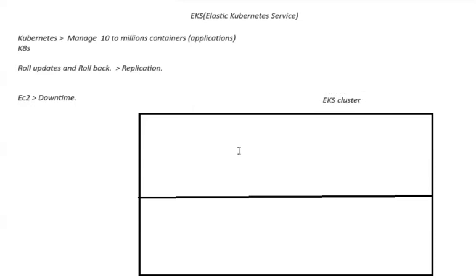So in this EKS cluster, mainly we have two planes. The first contains the control plane and the second contains the data plane. So the architecture of an EKS cluster contains two planes: first is the control plane, and second is the data plane.